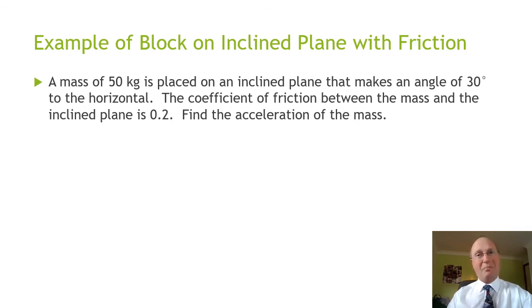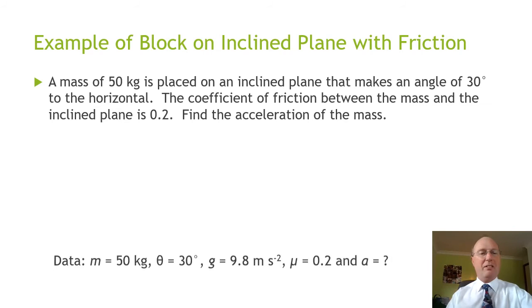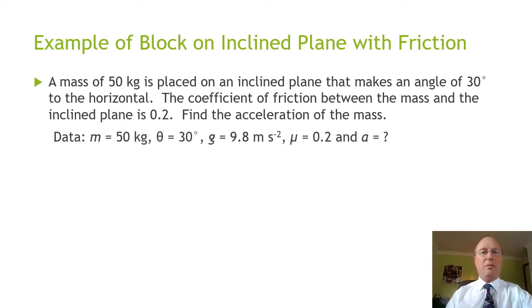What's the first step? Again, it's data on a diagram. M equals 50 kilograms, theta equals 30 degrees, g equals 9.8 meters per second squared, and mu, which is the Greek letter that we're going to use for the coefficient of friction, equals 0.2, and we want to find acceleration.